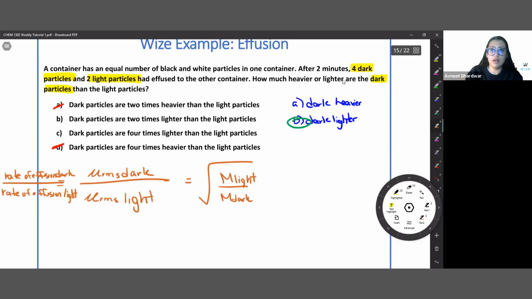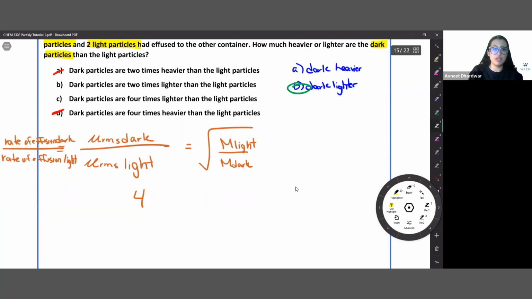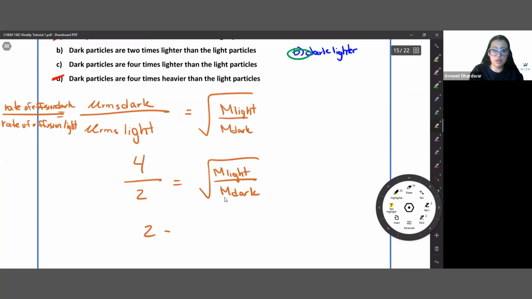Okay, so here, the hardest part is figuring out the rates. It says that 4 dark particles crossed for every 2 light particles. And we can actually just plug that in for the rate. So there are 4 dark particles that went across for every 2 light particles. And so on the left side of the equation, you get 2 is equal to the root of the molar mass of the light particles over the molar mass of the dark particles.